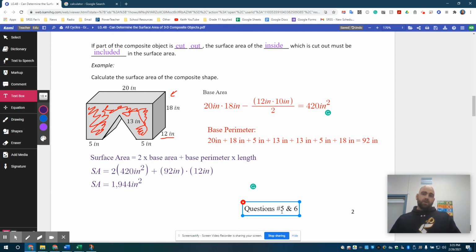Now I want you to work on questions 5 and 6. They both involve cutouts. Make sure that we're including that inside area right here that is kind of tough to see, and the one that you can't see here. It has to be included in our surface area.